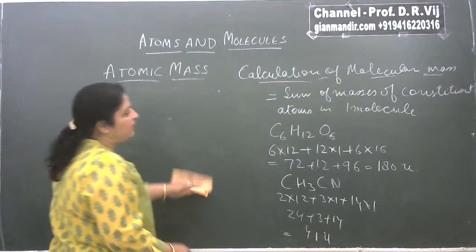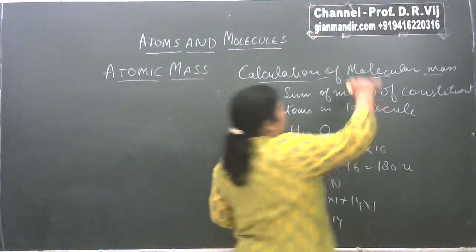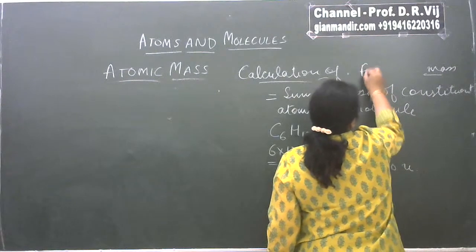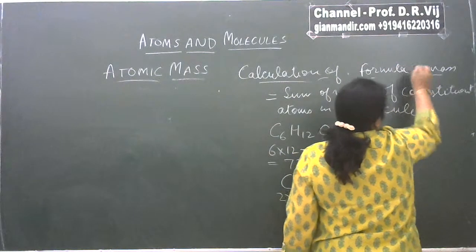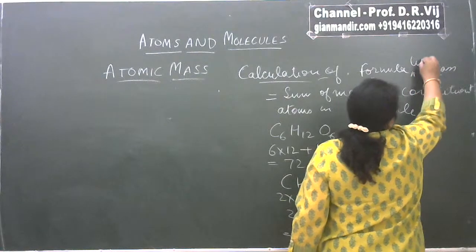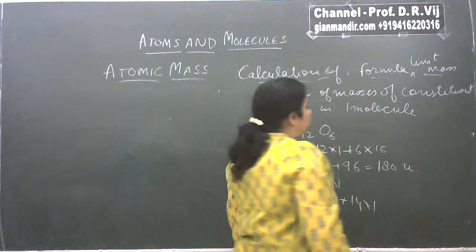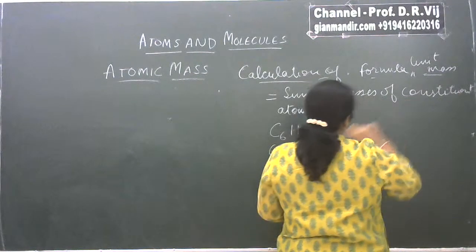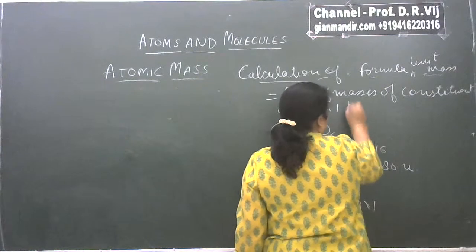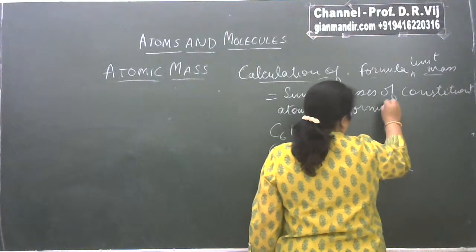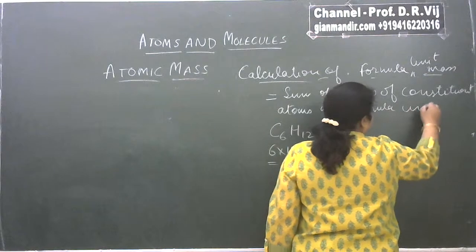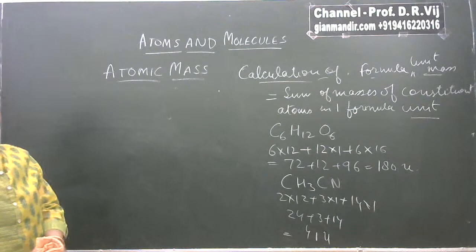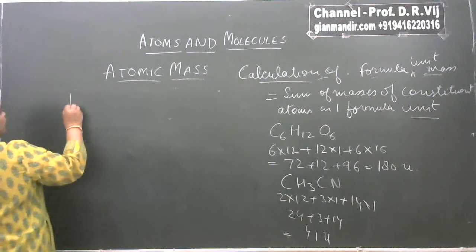Exactly in the same way you can calculate the formula unit mass of one formula unit. So now we come to the calculation of formula unit mass. It is also equal to the sum of masses of constituent atoms in one formula unit. Now you must be thinking, what is this formula unit? We have never heard about it. Yes. So what is formula unit?